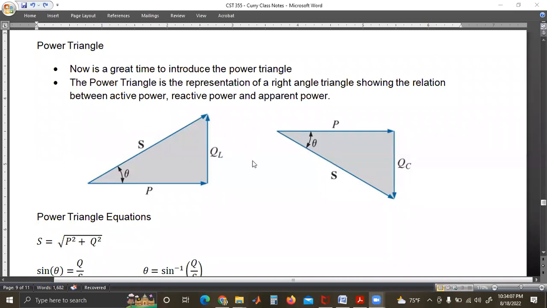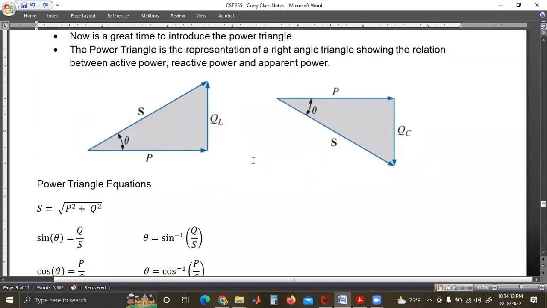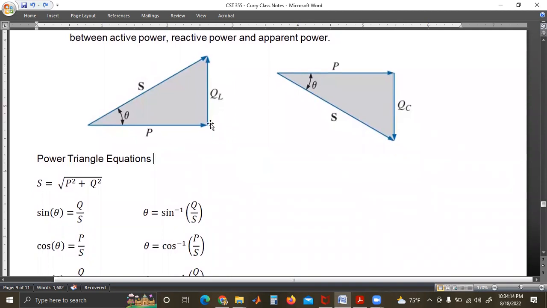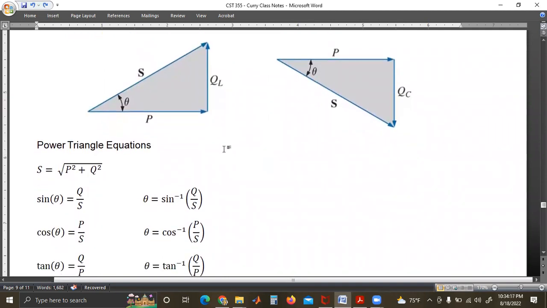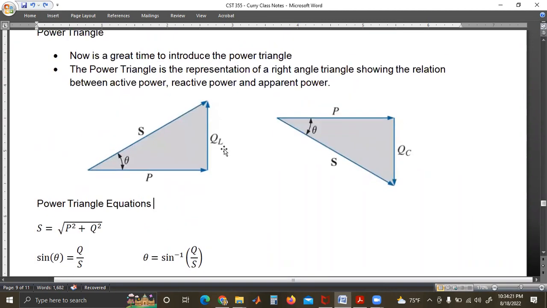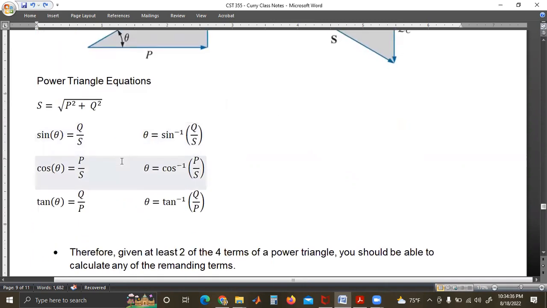All right. Moving on. Down here at the bottom, you have all your power triangle equations that you need to solve for any one of these terms. If you are given at least two of them, you should be able to calculate the remaining terms. You have four terms that you can find: the phase angle, the real power, the reactive power, or the apparent power. If you have two of these four, you should be able to find the other two by using these equations down here.